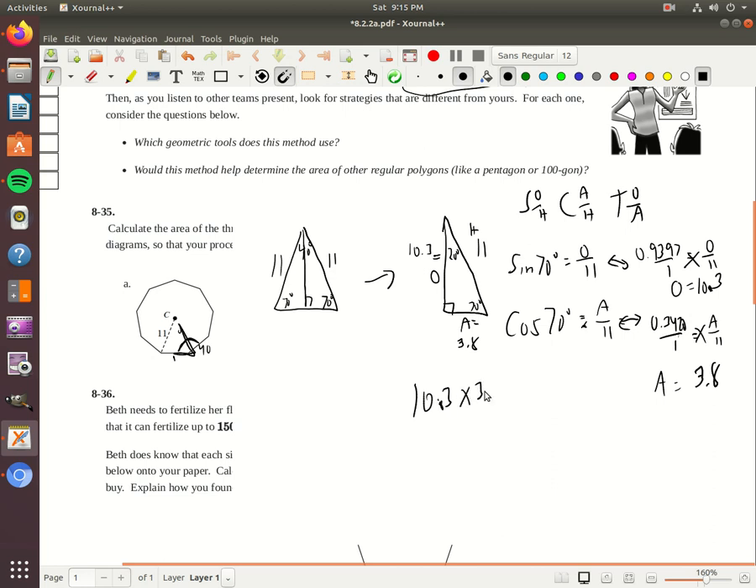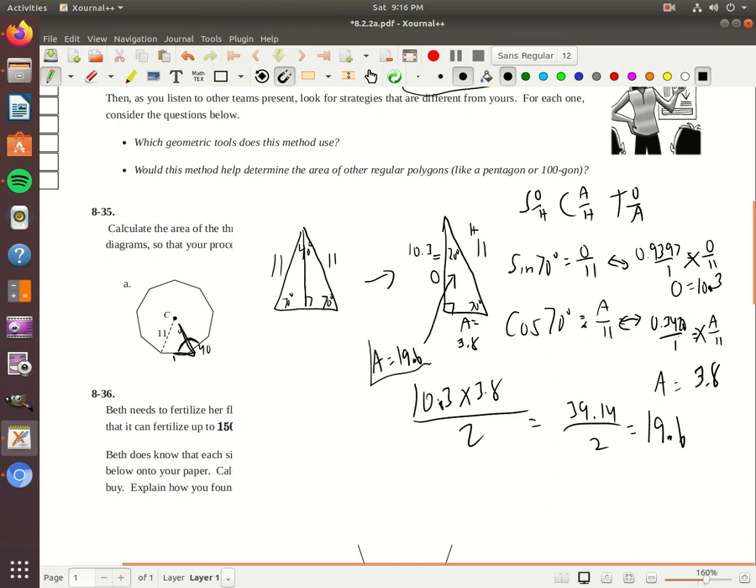So 10.3 times 3.8 divided by 2 is equal to 39.14 divided by 2, which is going to equal 19.57. I'll just call it 19.6. Don't round to like 20. Round to a tenth, but don't round to a whole number. I think you lose way too much at that point. So I know the area of this little triangle is 19.6.